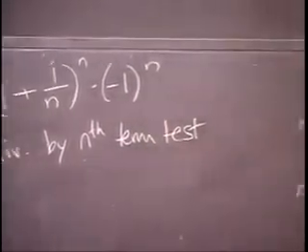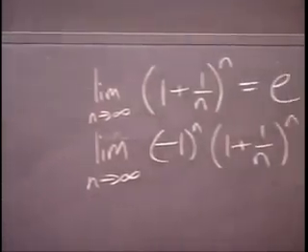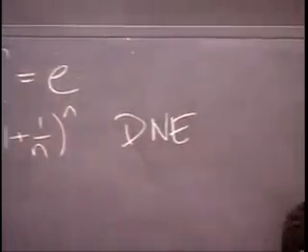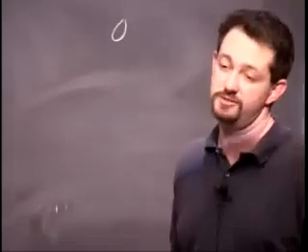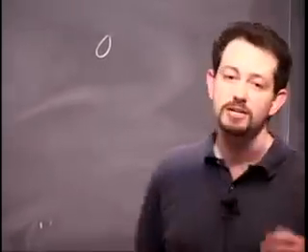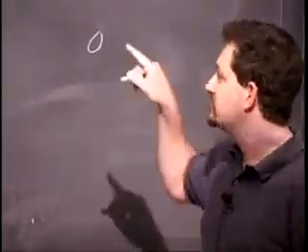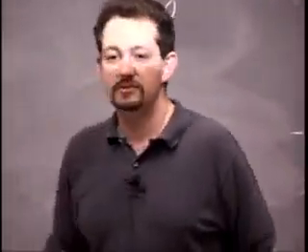Without the minus 1 to the n, it would also diverge by the nth term test. e is just as bad as does not exist. The terms are not going to 0, so it can't have a hope of converging. If the terms do go to 0, it might converge or it might diverge. But if they do not go to 0, either because they go to something else or they don't exist, the series automatically diverges. Nth term test.